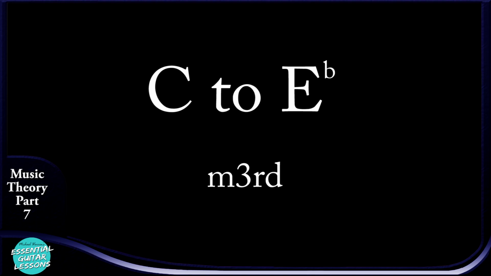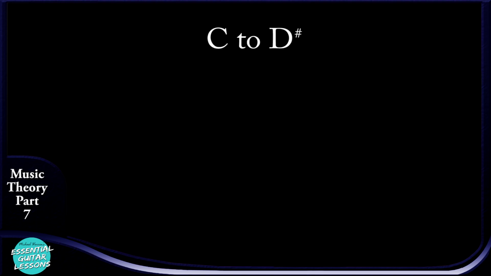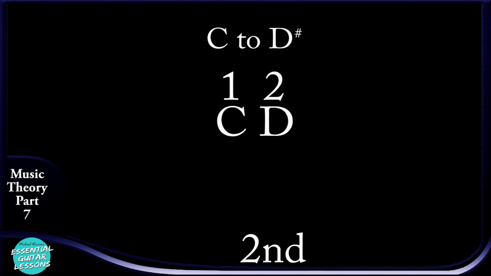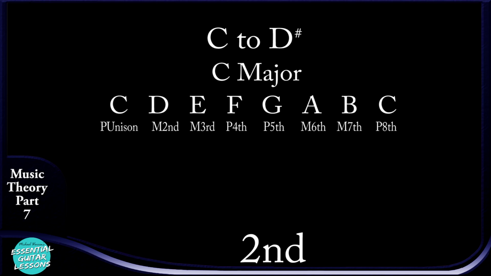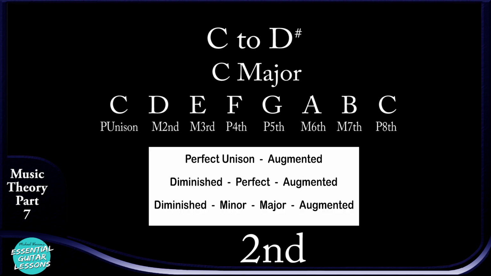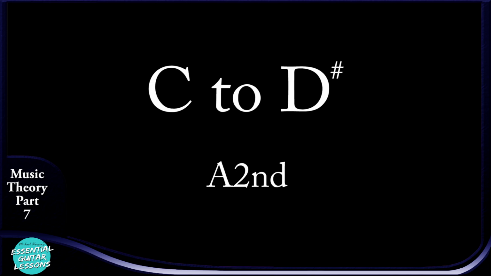What if we were to go C to D sharp? Again, I just do my count. C, D, so it's a second of some sort. We bring up our C major scale. We know the second C to D would be a major second, but this is D sharp, so we've raised it. So we bring up our chart, what do we do to a major? When we raise it, it becomes augmented. So C to D sharp would be an augmented second.